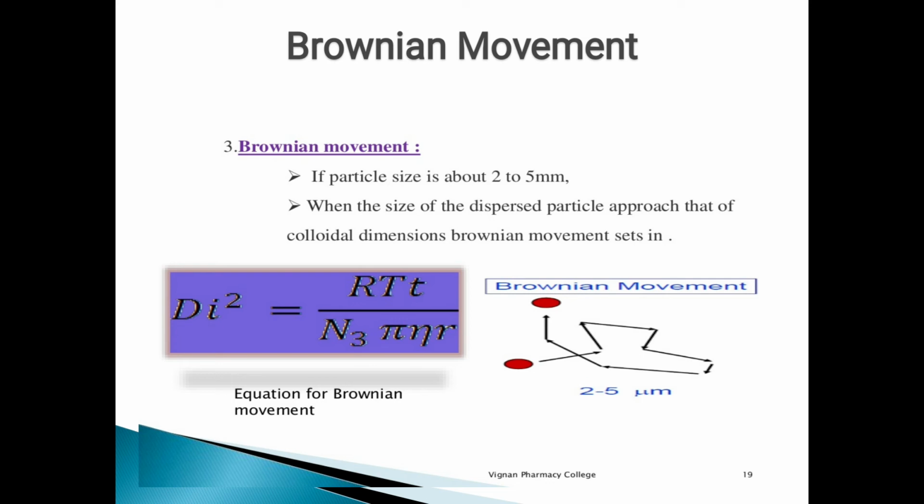Brownian movement is mainly seen in a suspension if the particle size is about 2 to 5 micron. When the size of the dispersed particle approaches that of colloidal suspension, Brownian movement is seen. That is, if the particle size is in the colloidal range, particles will move in a zigzag motion so that they can disperse in the dispersion medium uniformly throughout. That is known as Brownian movement, which is equal to RT upon N times 3πηr.